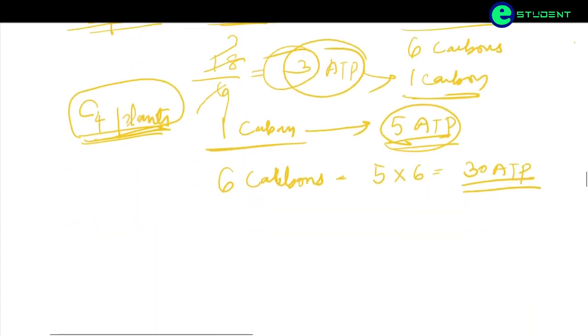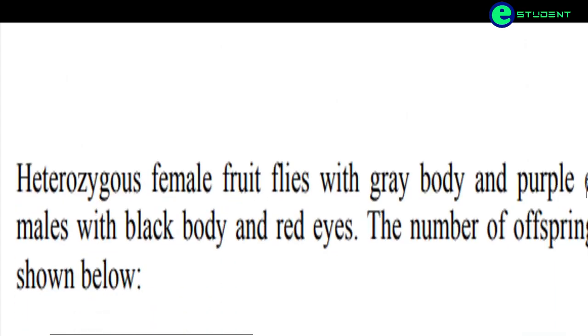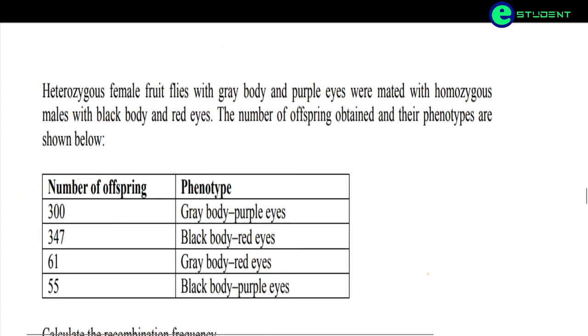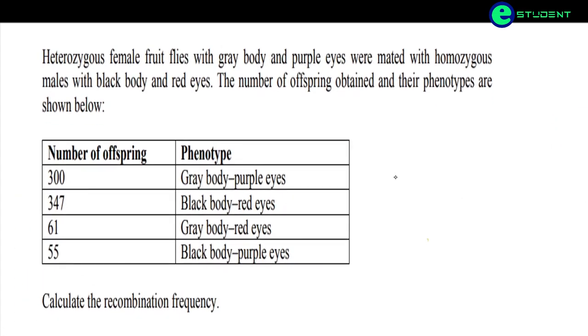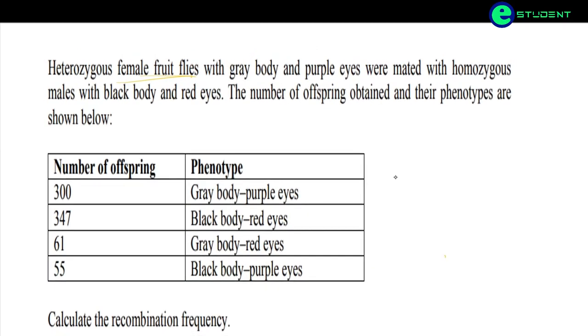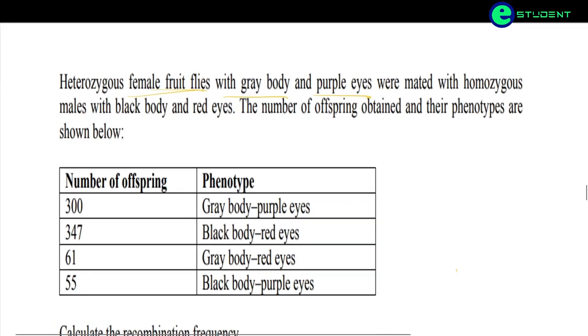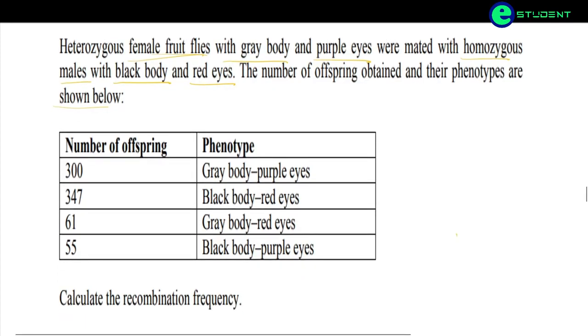Okay. Now coming to the next question. Heterozygous female fruit flies with a gray body and purple eyes were mated with homozygous males with black body and red eyes. The number of offspring obtained and their phenotypes are shown below. So here are the offspring.